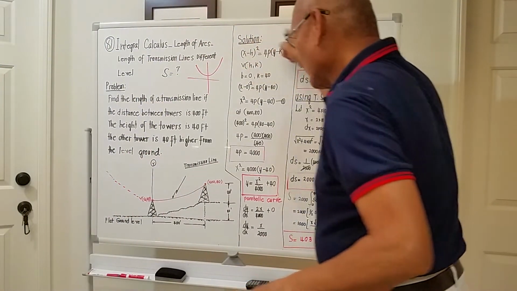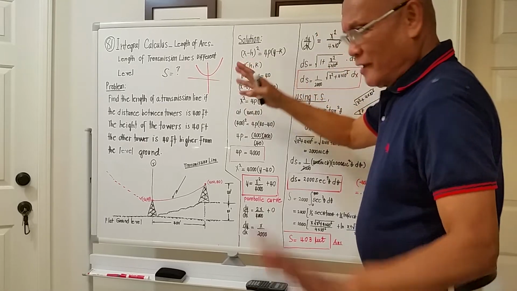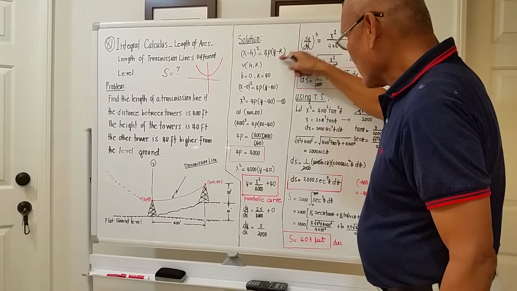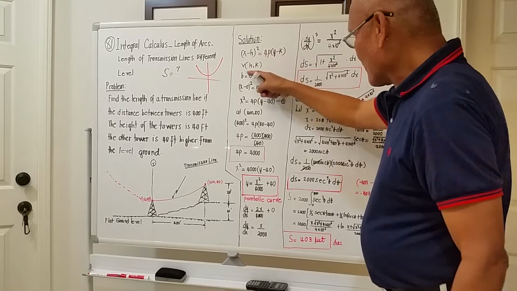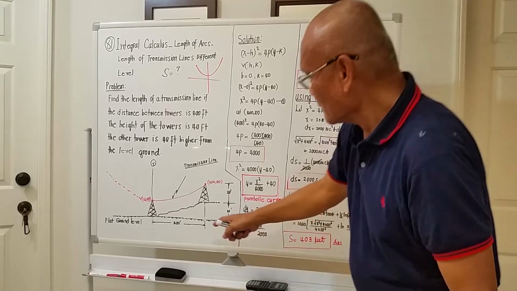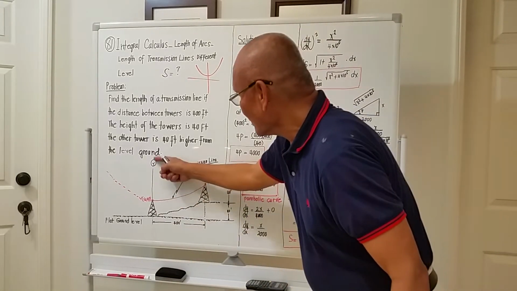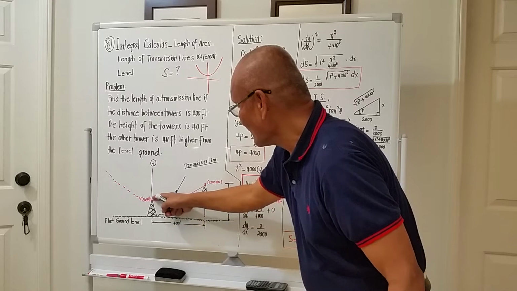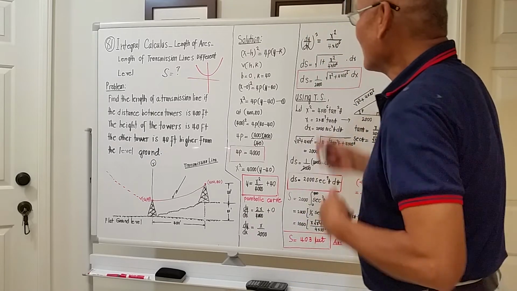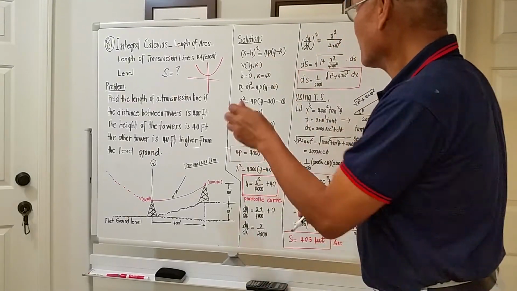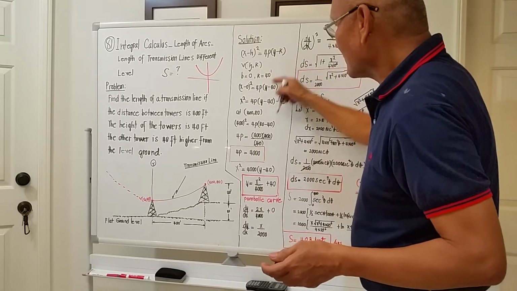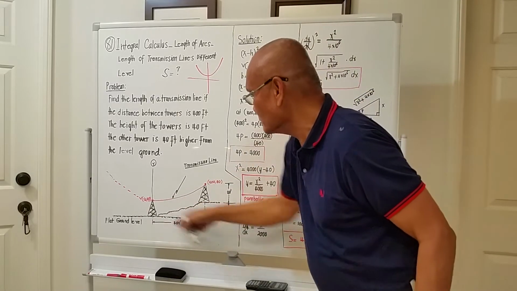The equation of a parabola that opens upward is, in general, (x − h)² = 4p(y − k). This h and k refer to the location of the vertex. From our figure, the abscissa of the vertex is 0, and the height is actually the height of the transmission line. So our h is 0, the abscissa of the vertex. And the k, the ordinate, is actually 40 feet, because 40 feet is the height of the tower with respect to the ground.